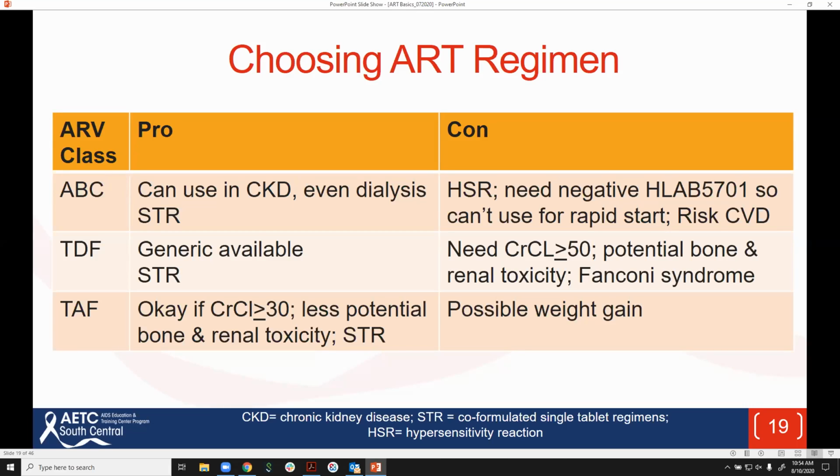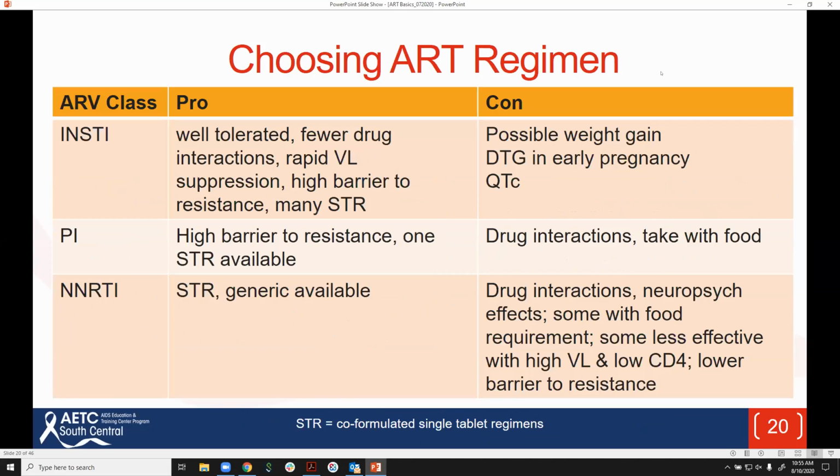And really less potential for that bone and renal toxicity. And there are single tablet regimens available, but some data that has been presented at this conference so far certainly suggested that this may cause weight gain, although it may be that the data looks like maybe the TDF suppresses weight gain. So really unclear whether this really is truly the cause of weight gain or not, but it is a possibility.